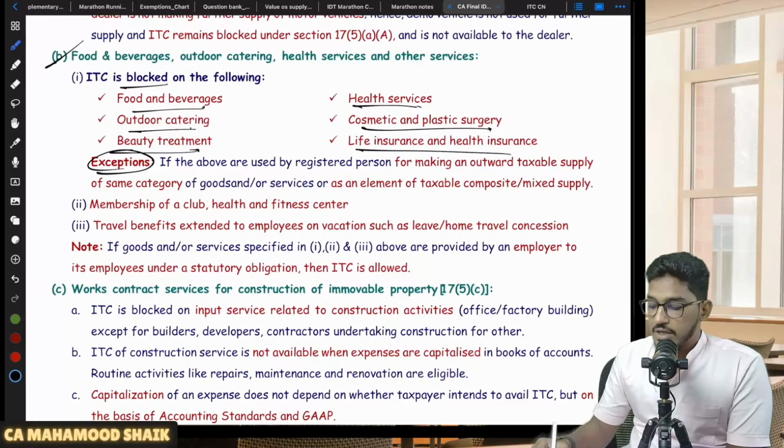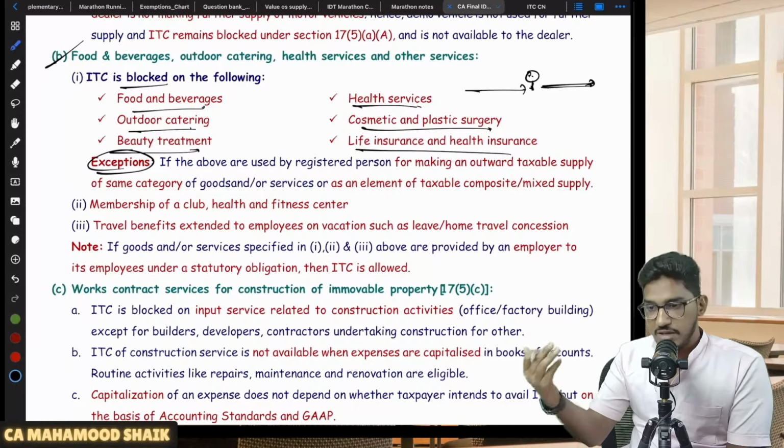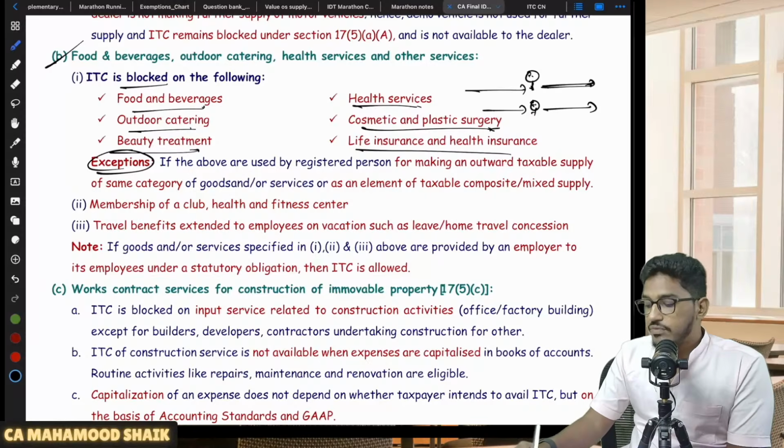When, sir? If the recipient of the services is also engaged in the same line of business. You are receiving food and you are using it and you are making further supply. If you are receiving outdoor catering services and you are making the same kind of supply. If you are receiving beauty treatment services and you are also into the same line of business.